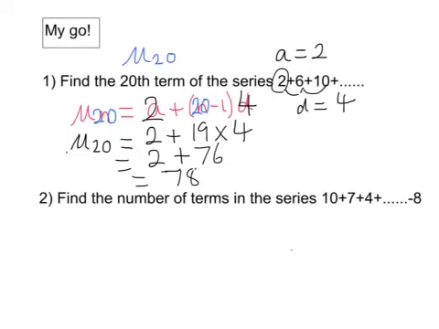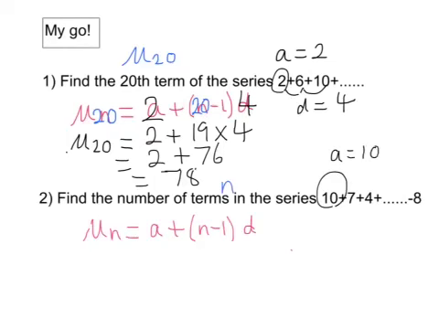Okay. Second question, find the number of terms in the series. So it's slightly worded in a different way, because this time what we're interested in doing is finding n. We want to know how many terms there are in the series. So we're going to start off with our formula, and that's all we know so far. So u to the n equals a plus n minus 1 d. And we're going to feed in what we know. So the first thing that we do know is we know that a is 10.